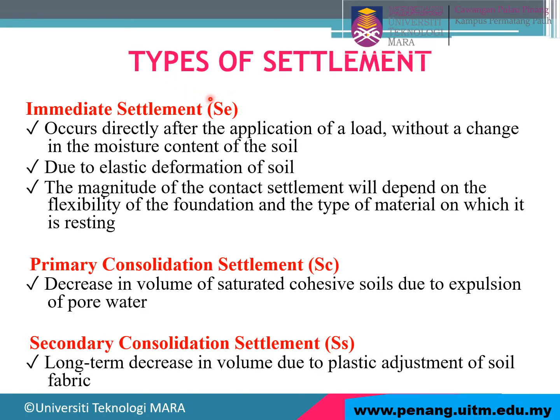Okay guys, now we go for the types of settlement. We have three types of settlement. First, immediate settlement. Second is primary consolidation settlement, and the last one is secondary consolidation settlement. For immediate settlement, this occurs directly after application of load or during construction, without a change in moisture content of the soil. This is due to elastic deformation of soil. The magnitude of the settlement will depend on the flexibility of the foundation and the type of material on which it is resting. For example, if there is sand, usually we have immediate settlement.